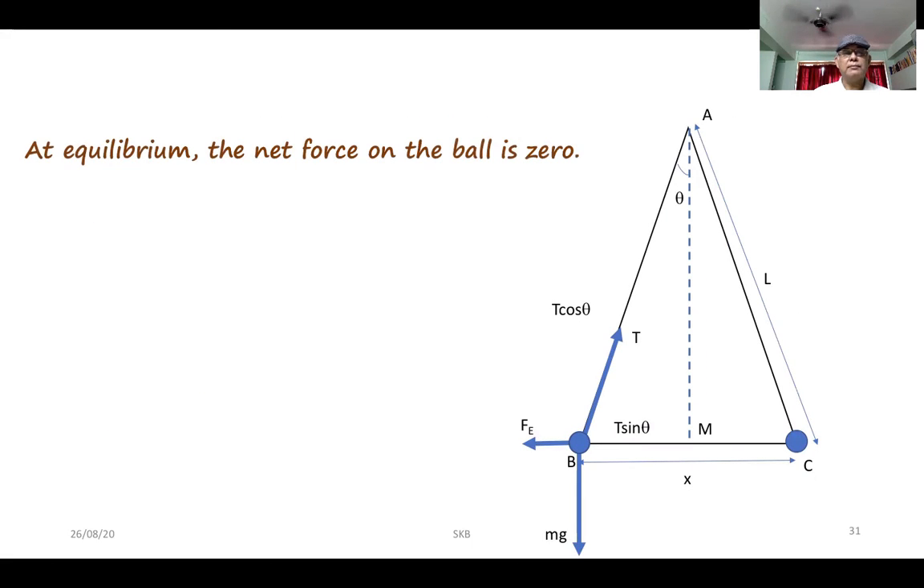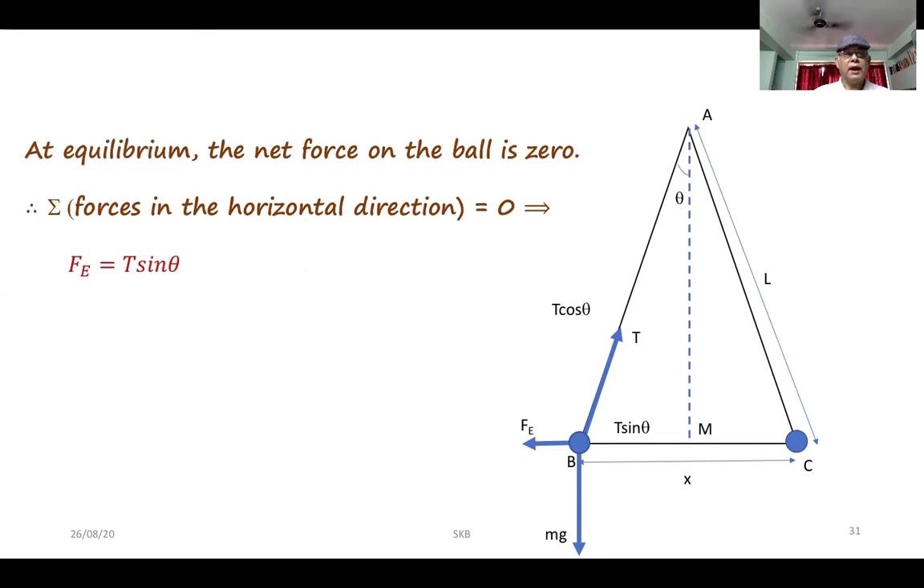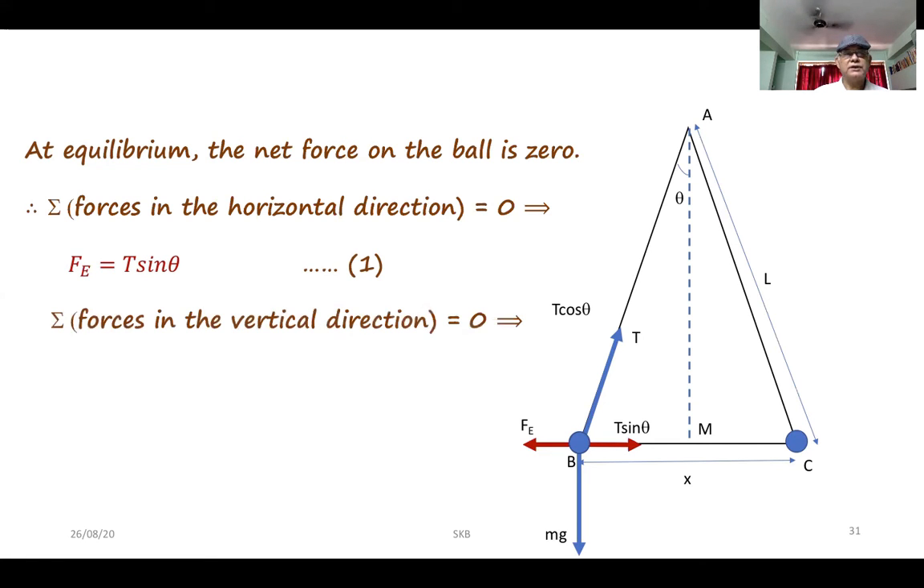At equilibrium, the net force on the ball is 0. Therefore, the summation of forces in the horizontal direction is also 0. This condition provides Fe equal to T sin theta. Similarly, forces in the vertical direction when summed over is 0, and this gives mg equal to T cos theta.